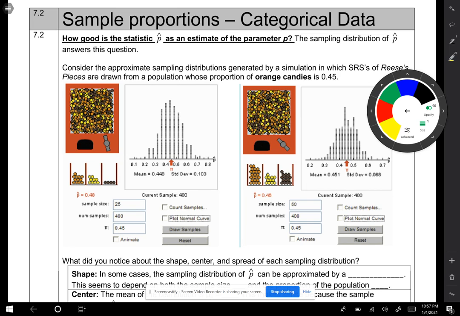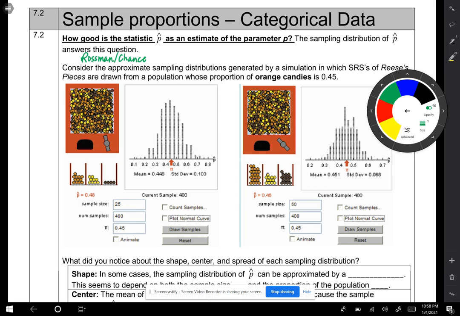So this scenario right here is from an applet, and you can Google and go to Rossman Chance, and there's a lot of cool applets that simulate these processes. So it's a good one to go around and play with. So consider the approximate sampling distributions generated by a simulation in which simple random samples of Reese's Pieces are drawn from a population whose proportion of orange candies is 0.45. So in this candy machine, the true population proportion of the orange candies is 0.45.